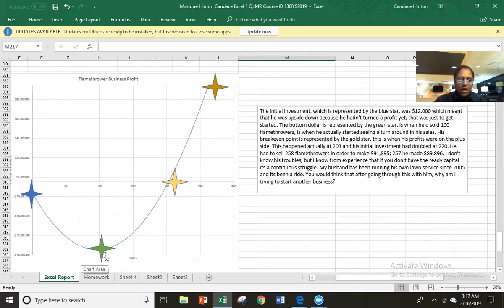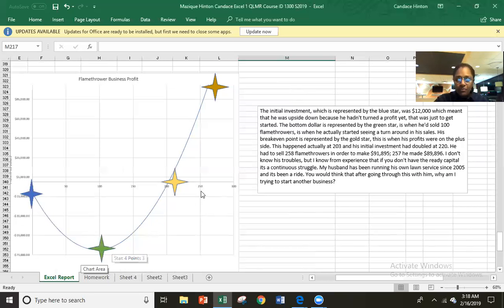Now the bottom dollar is represented right here. This is where he sold 100 flamethrowers at this point, but he still hadn't turned a profit. This is when he actually started seeing a turnaround in his sales. He was still in the negative, but he could see it turning around.